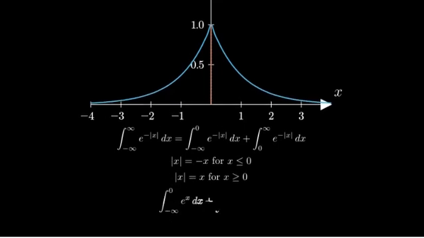Therefore, we can rewrite our split integral as the integral from negative infinity to 0 of e to the x plus the integral from 0 to infinity of e to the negative x. Let's evaluate the first integral.